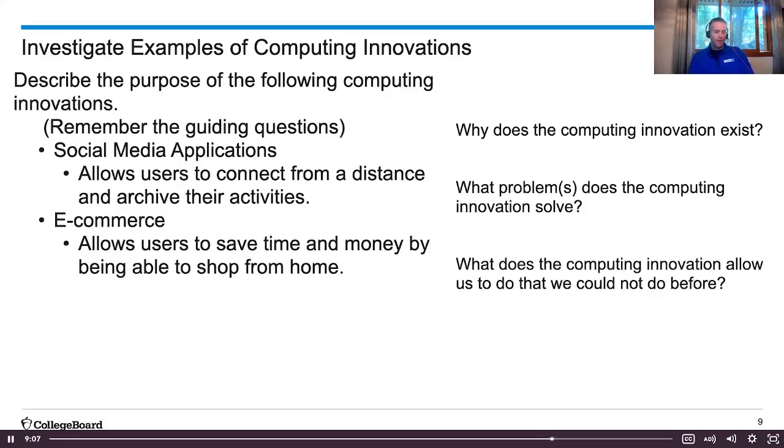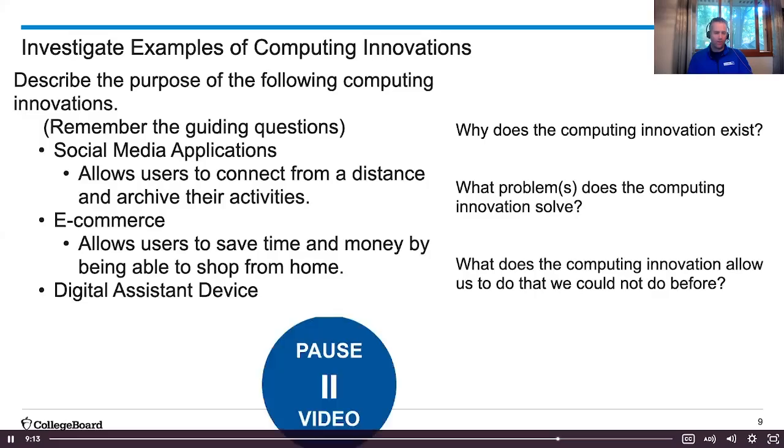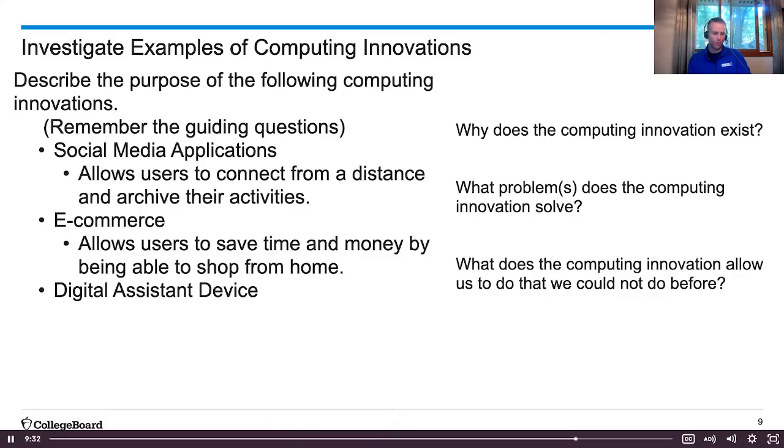All right. And then lastly, let's take a look at a digital assistant device. All right. So let's go ahead and pause the video and think about what is the purpose of a digital assistant device. Keeping in mind, we want to think about why does the computing innovation exist? What problem or problems does the computing innovation solve? And what does the computing innovation allow us to do that we could not do before? All right. So what did you come up with?